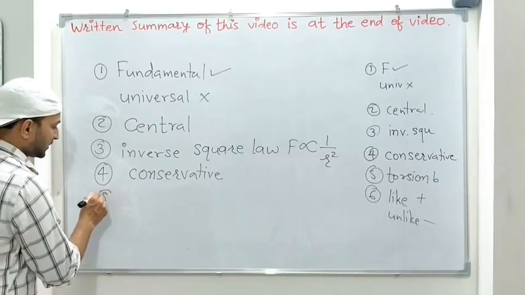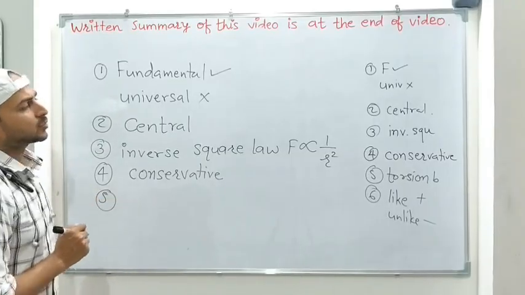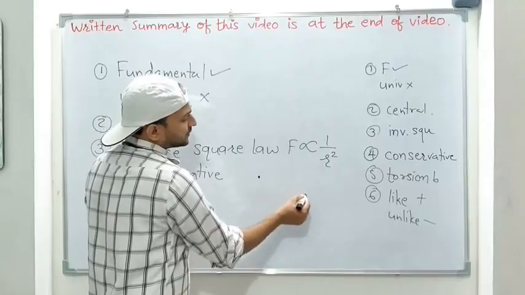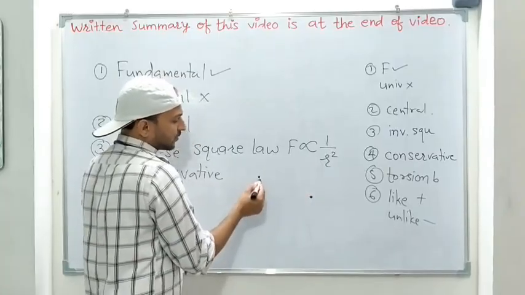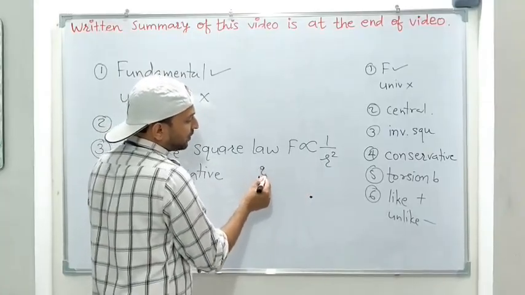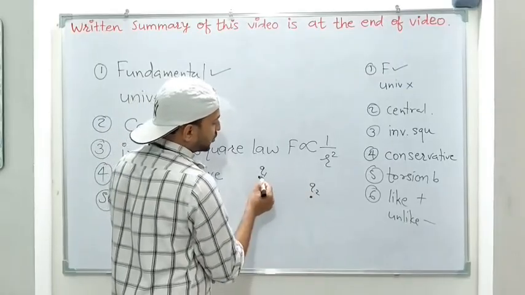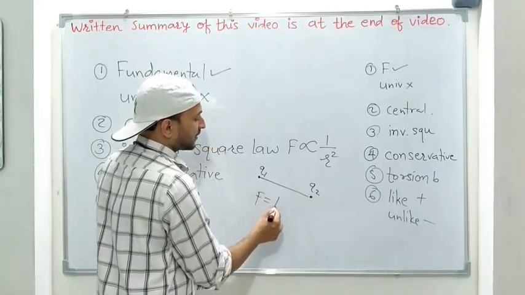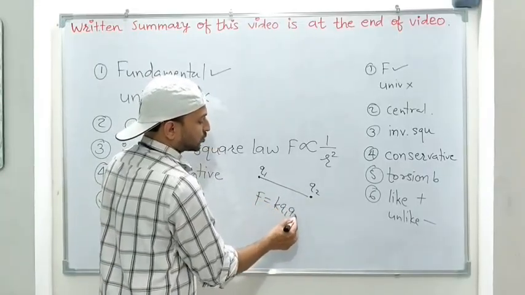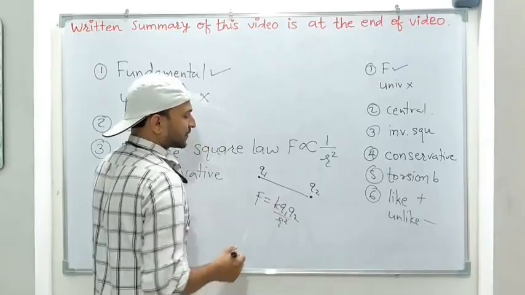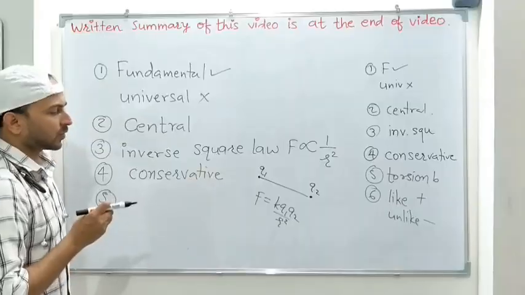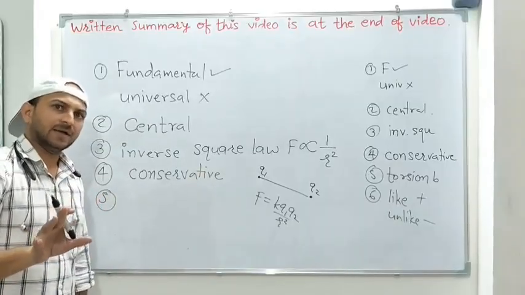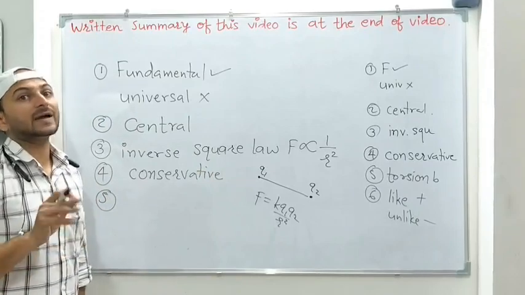Fifth information about Coulomb's force or Coulomb's law is the force between two charged particles Q1 and Q2, which is Coulomb's force, given by F equal to small k Q1 Q2 by R square, is a very weak force. Although it is quite stronger than gravitational force, yet it is a very weak force. We cannot feel it.